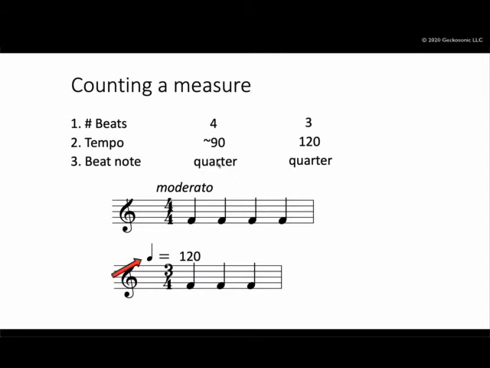Much faster than moderato. I call this allegro. There are 3 quarter notes to be counted in time value in every measure. This is what it sounds like. You can tell, a lot faster. 1, 2, 3. A lot faster. Every measure that you approach, you do this exactly the same way to understand how to count it.